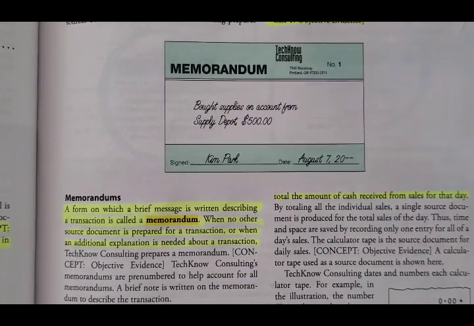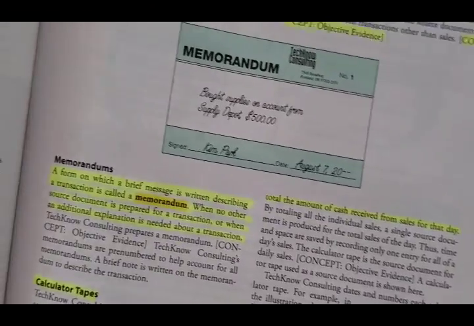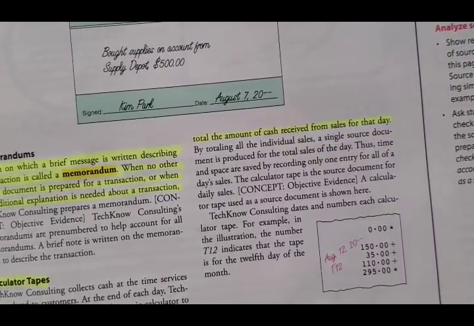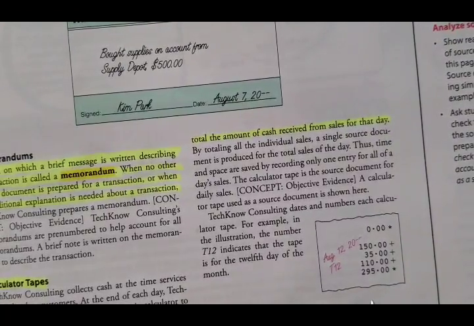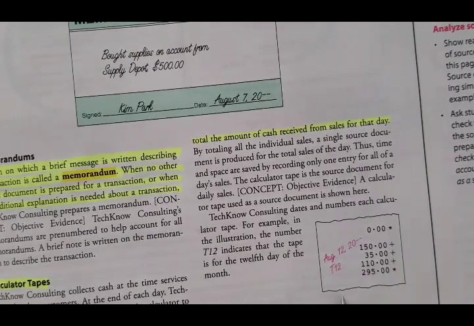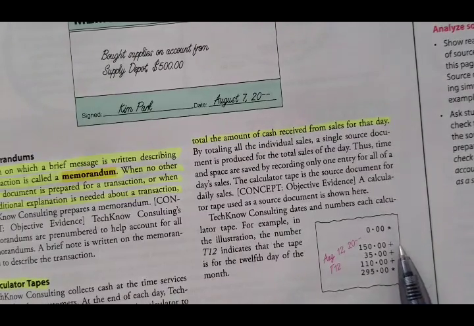The next one is a calculator tape. I don't know if I can get my book up there. Okay. Here's a calculator tape. Basically, what happens is the company does not make out a sales invoice every time they make a cash sale. They just run it through their computer or their cash register. They don't make out a receipt. So at the end of the day, they're going to add up all of their cash sales because they don't really need to know who bought everything.